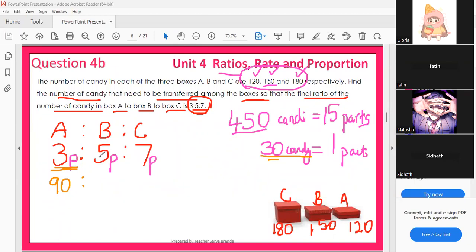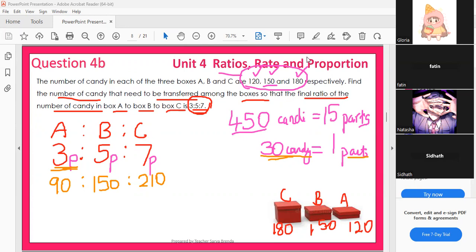Okay. Box B needs 5 parts in it. So if one part is 30 candies, 5 parts will be how many? Come on, very easy. 150 candies. That will go to B. All right. Faham? Last one, 7 parts. 7 times 30. 210 candies will go to box C.